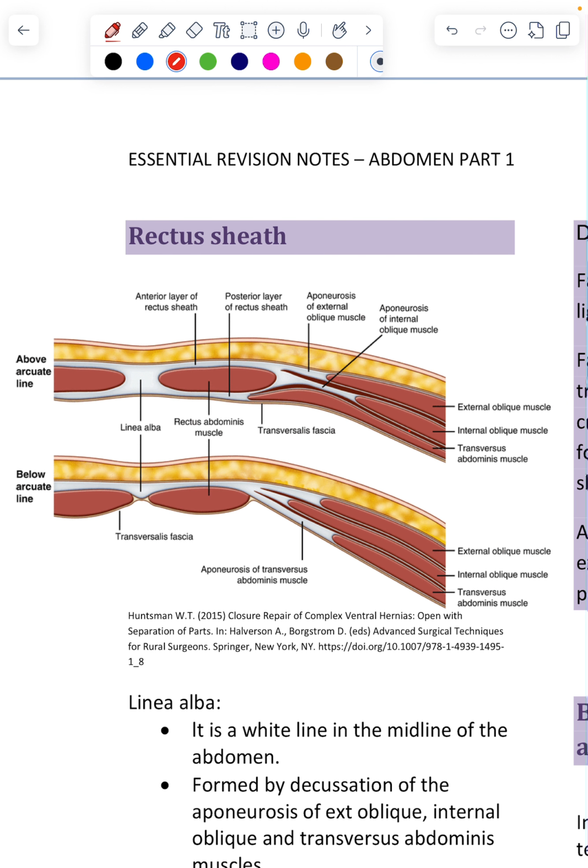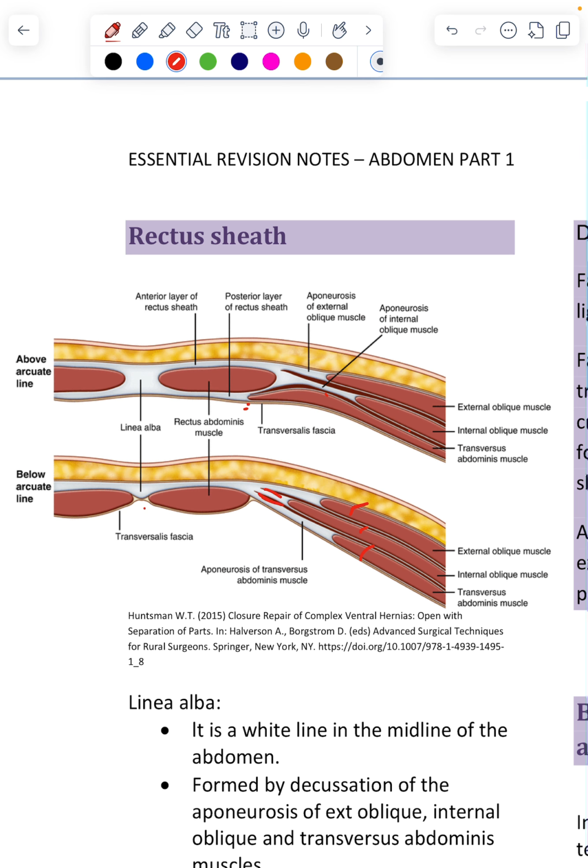What happens below the arcuate line? Directly in the center, when you try to cut, you get transversalis fascia only. You don't get these 1, 2, 3 layers in the center. Here, the aponeurosis of external oblique is anterior and it splits and it also goes back. But below the arcuate line, both of these come in the anterior.